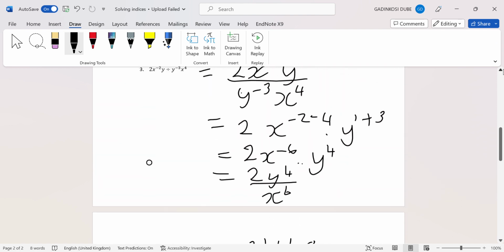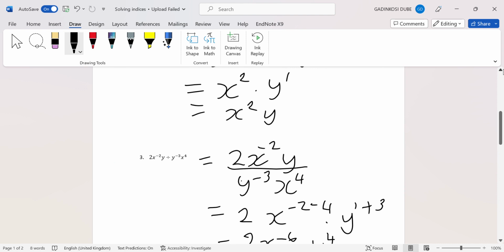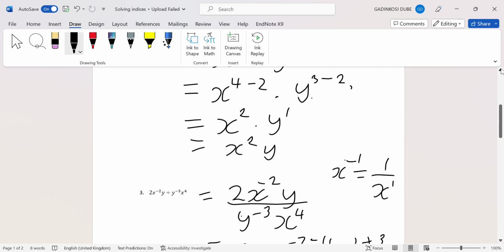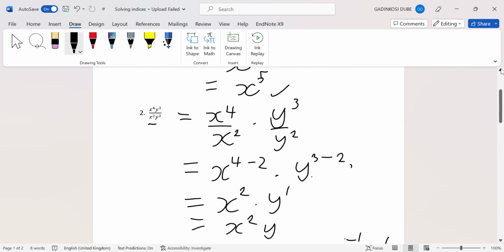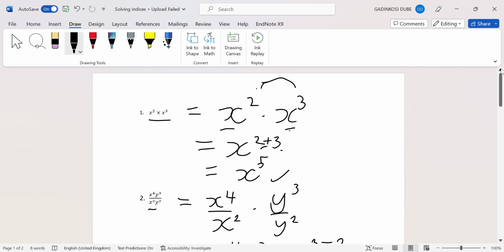So that's how you apply the basic rules of indices here. If you're given a negative power, whenever you've got x to the power minus 1, it's the same as 1 over x to the power 1, so that one becomes positive. That's how you write it if it's a negative power. So we use that rule. Here we use the basic rule: if it's division, you subtract the powers if the components have the same base. The same thing applies here: you add the powers for the first one if it's multiplication.